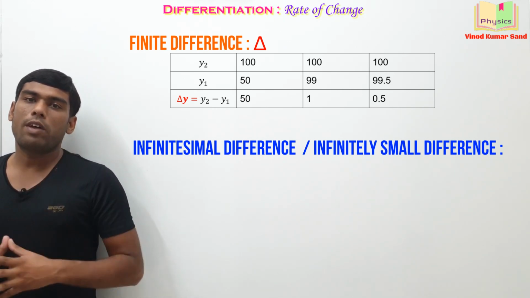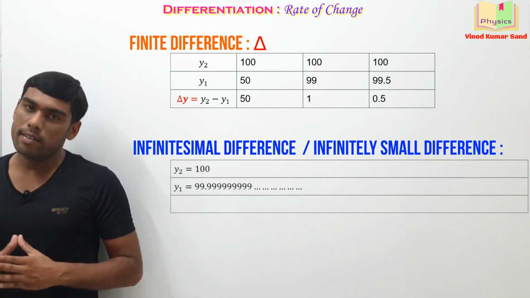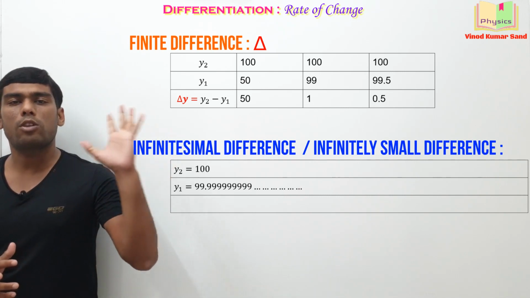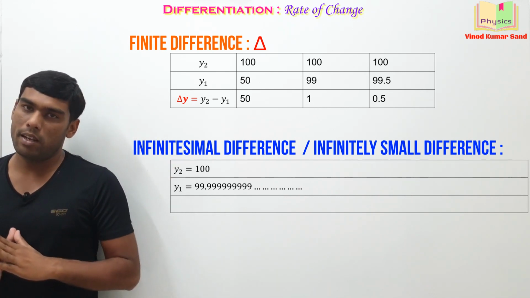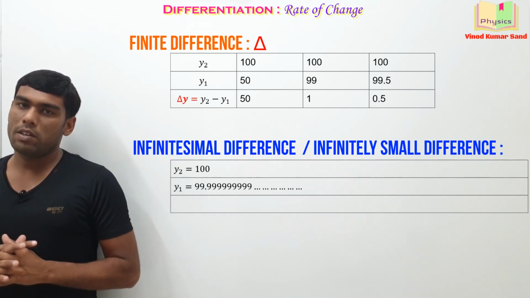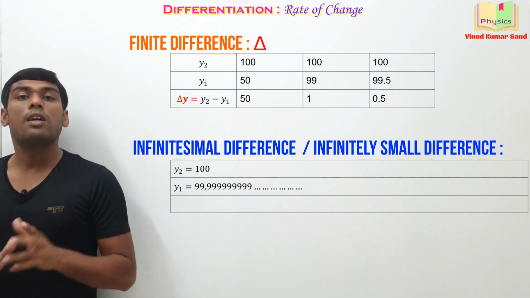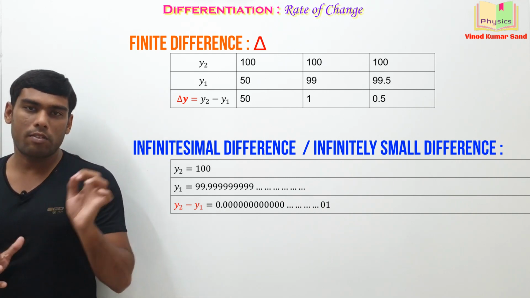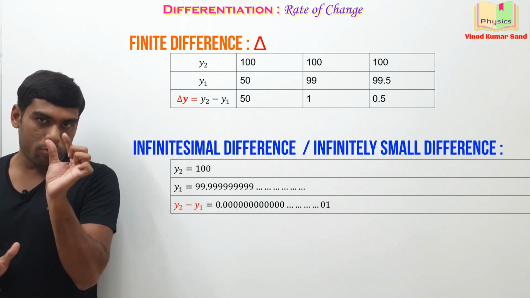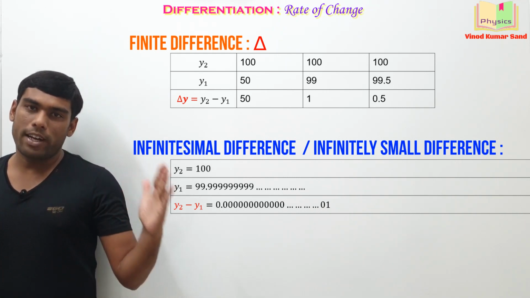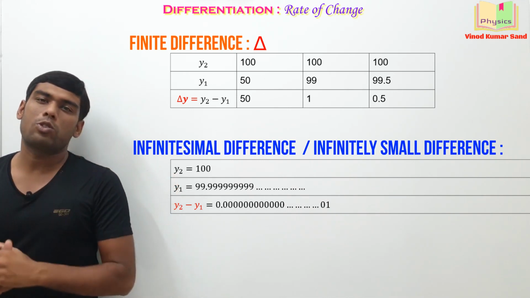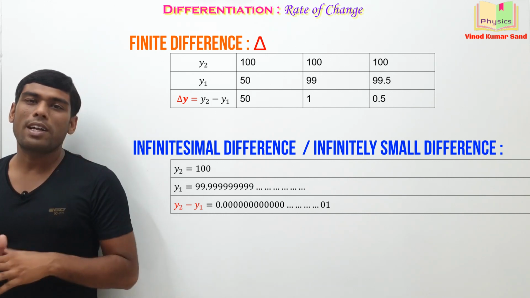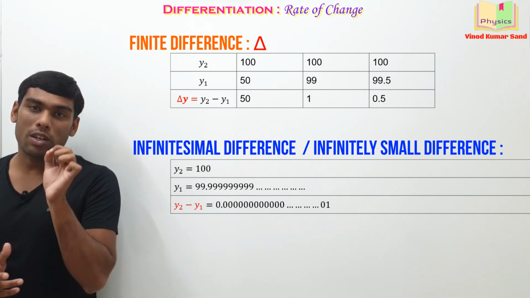Suppose we have the value of y2 as 100 and the value of y1 is 99.9999. There are so many 9 after the decimal. Then how much is y2 minus y1? Speak up. It will be 0.00000 and then somewhere there will be a 1. Now this difference y2 minus y1 is a finite difference or very small difference? You know the answer. Now the difference y2 minus y1 is very small.